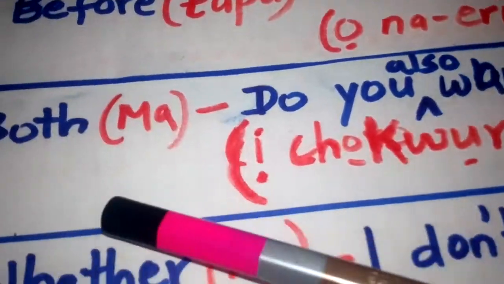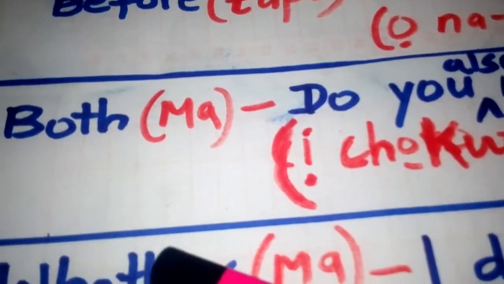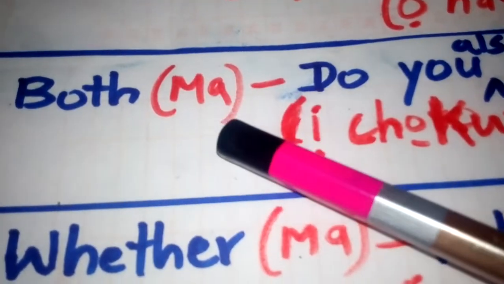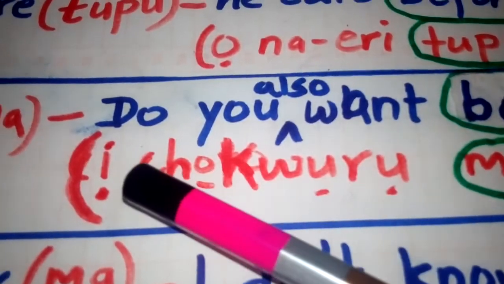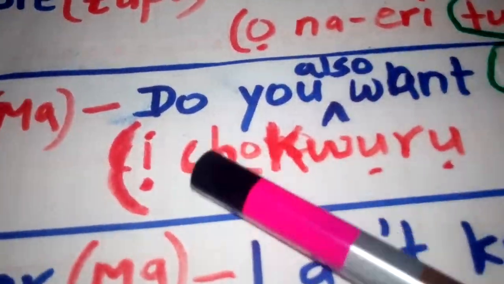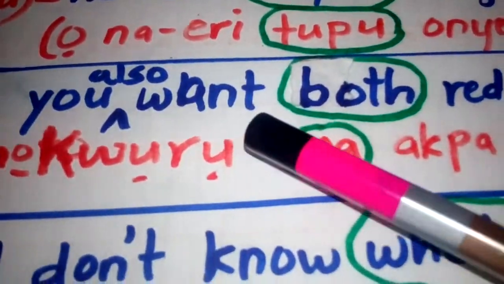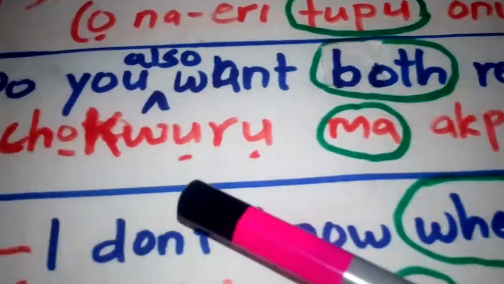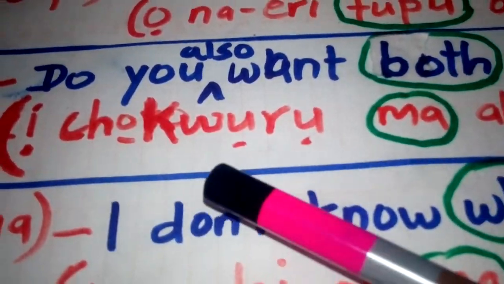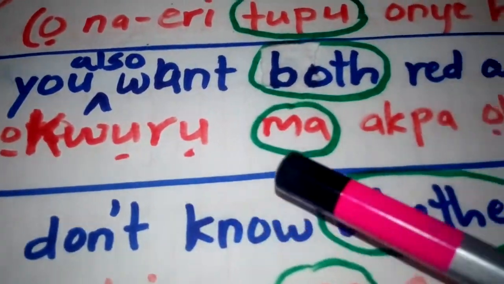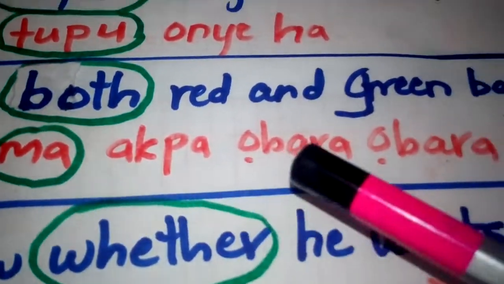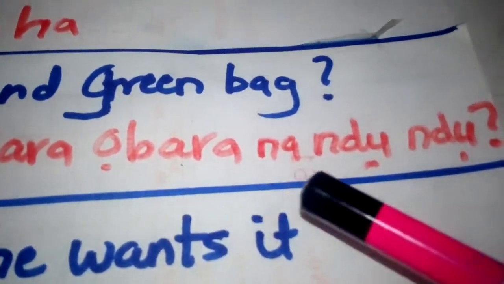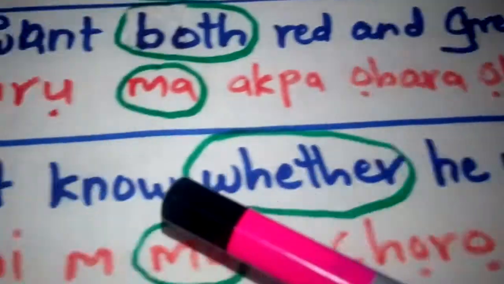So both, ma in Igbo language, that's both. Do you also want both red and green bag? Ịchọkwuru ma akpa ọbara ọbara na ndụ ndụ.